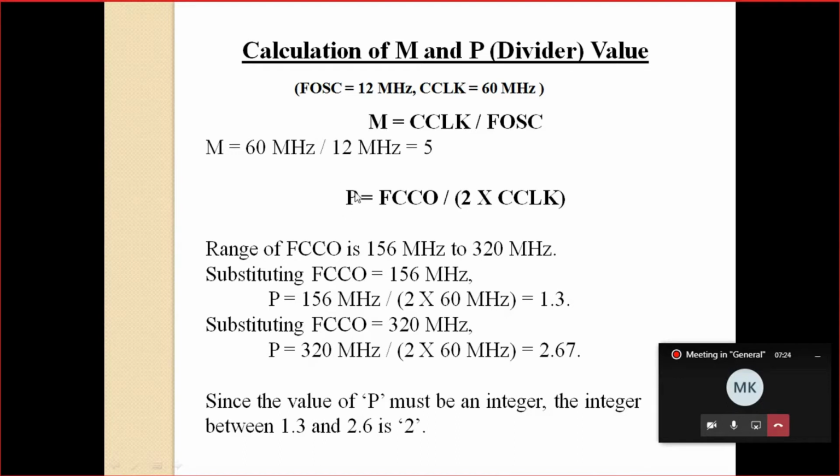For calculating P, first of all, you need to substitute CCLK as 60 MHz. Then for FCCO, you substitute the minimum frequency. When you substitute that, you will get a value like this. After that, you substitute FCCO with the maximum frequency possible, so you will get another value. And the integer value lying between these two can be configured for P. That will be the value for P. So here the integer value lying between these will be 2.